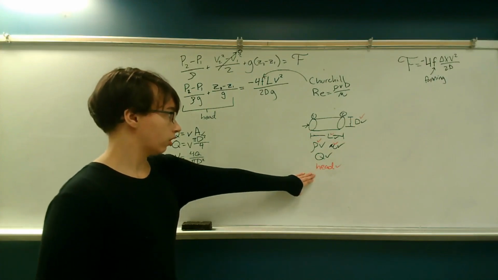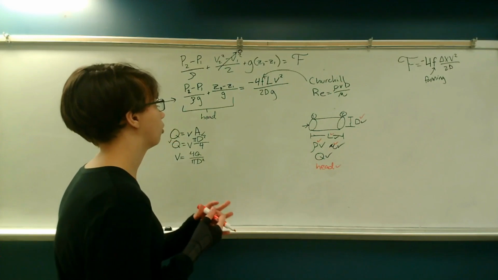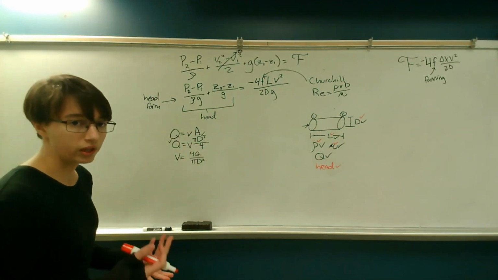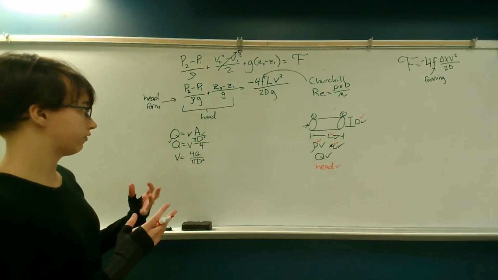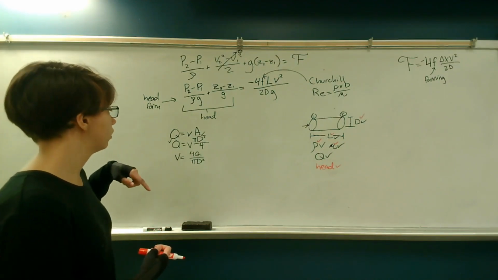So this time we know the head and we're solving for Q as opposed to vice versa. So we're still going to use mostly the same equations. We just have to think about this a little bit differently because we don't know Q this time.